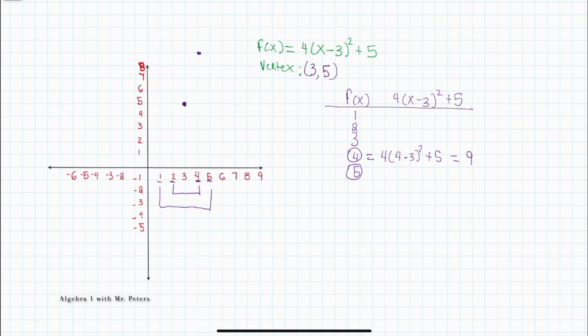And then our other one for 2, because they have the same y coordinate, is also going to be 9 as well. So right now we have 3 points, but we're going to get 2 more just for practice.